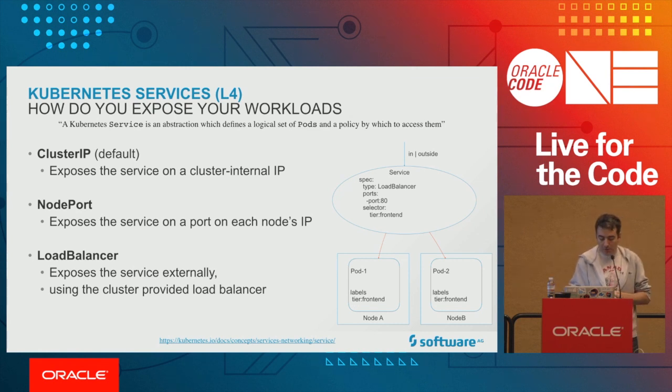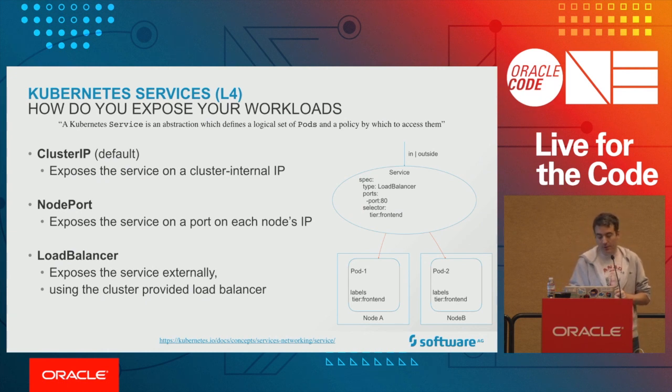Then you've got the node port. The node port will expose your service, so it will bind a port on each worker node. For example, if it decides to bind port 30,000, then on each worker node port 30,000, you will be able to access your application. This is usually useful with Minikube, for example.